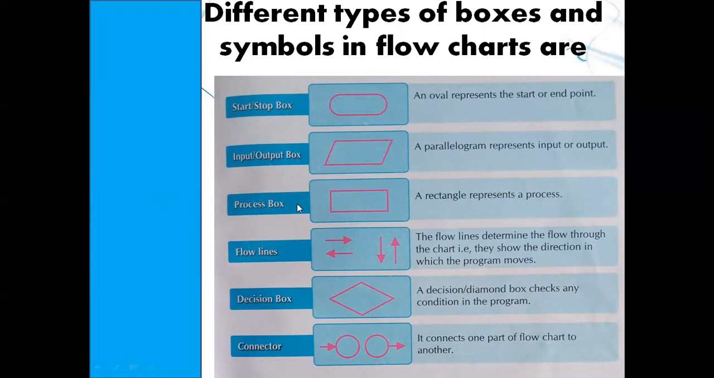Then next is a process box. This is a rectangle, representing the process. When any process takes place, for example, we have taken the algorithm last time, addition of two numbers. So for addition of two numbers, how will we do input? We can use the second box, this one, for input. Then we do addition. We will add number one and number two.